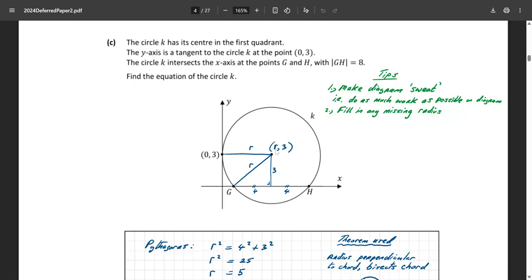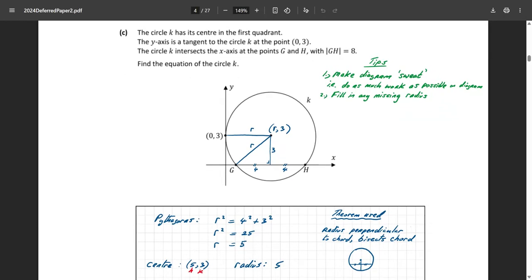We have the centre, (r, 3), kind of. We don't know what r is yet, but we have the radius, it's r. So look what's happened. We're just looking for one thing now, r. Because once we have r, we have the centre and we have the radius. And we've done all that without really doing any working out. It's all the diagram doing the work for us here. Make the diagram sweat is what I call it.